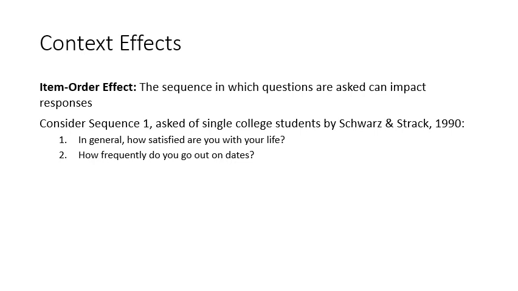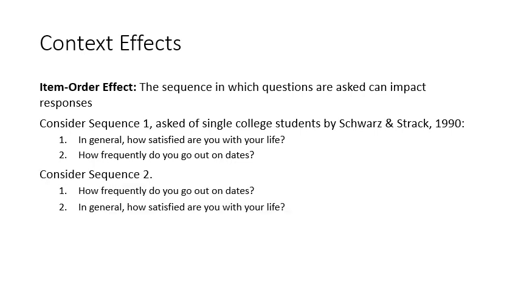And these two questions are first asked in this order. In general, how satisfied are you with your life? And number two, how frequently do you go out on dates? And the participants are single college students living in the dorms. And that's an insecure time for college students. So now we first ask them how satisfied they are, and they go, yeah, I'm doing pretty well. And then we ask them, how often do you go out on dates? And they're like, oh, once in a while. So it seems like a reasonable sequence.